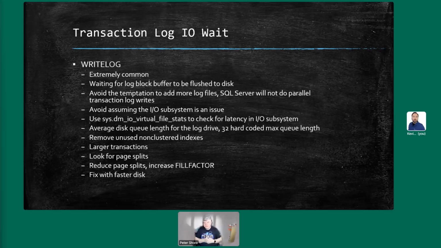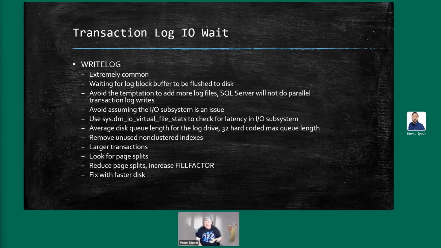Build out larger transaction sizes. Open trans and commits, so we get larger transactions as opposed to a whole bunch of little ones that are changing pages. Again, we're going to go back and hunt for page splits. And we talked about increasing the fill factor previously, and the same holds true here. Test, and then test some more. Because every one of those things that I described before in a page split gets written in the transaction log. Therefore, it has to wait in the log block buffer to be flushed to disk.